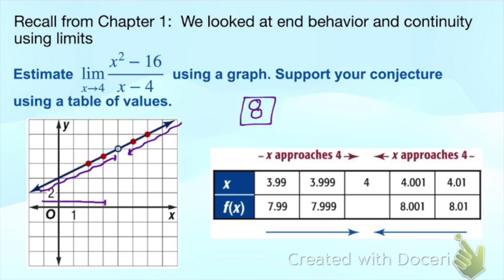And our table shows this. As you see, as we're coming in from the left, we have 7.999. There's nothing at 4 because there's a hole there. And I have 8.001 on the right side. And they are both converging on 8. Like I said, we don't care what's happening at 4 itself. We just care as we get closer and closer to 4 what is happening.